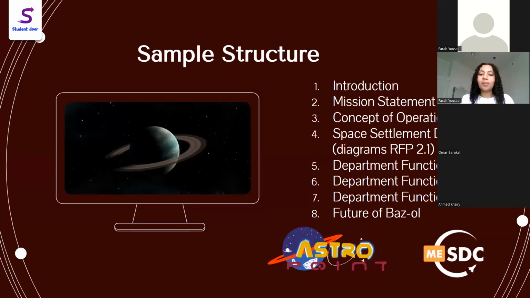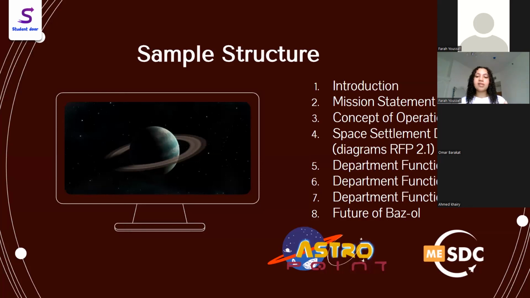First of all, you will talk about the introduction. That is the response to the first page, where you are acknowledging the in situ resource utilization and the different factors. Then the mission statement, so why this mission is important, the concept of operations, the different departments that will work on it, and after that the space settlement design.